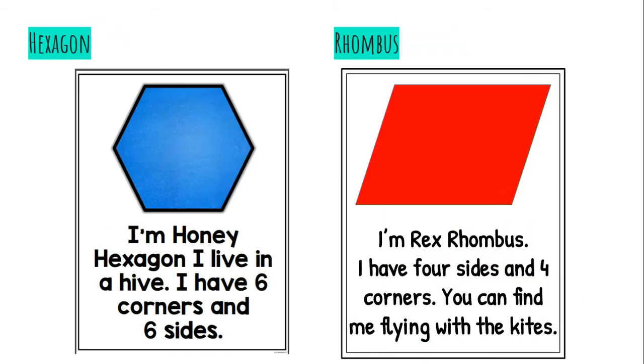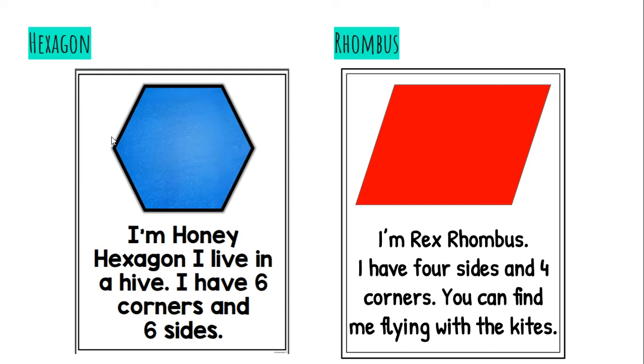I'm Honey Hexagon. I live in a hive. I have 6 corners and 6 sides. Count the sides with me. 1, 2, 3, 4, 5, 6. A hexagon has 6 sides and 6 corners, or 6 vertices.